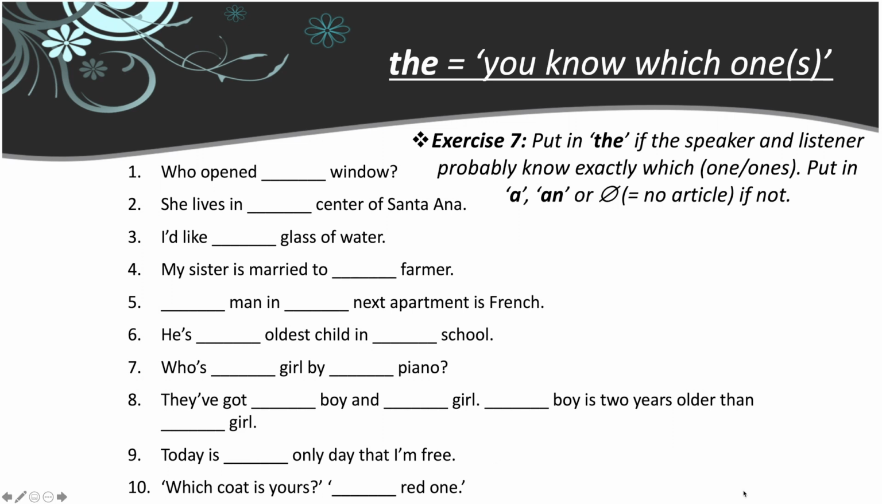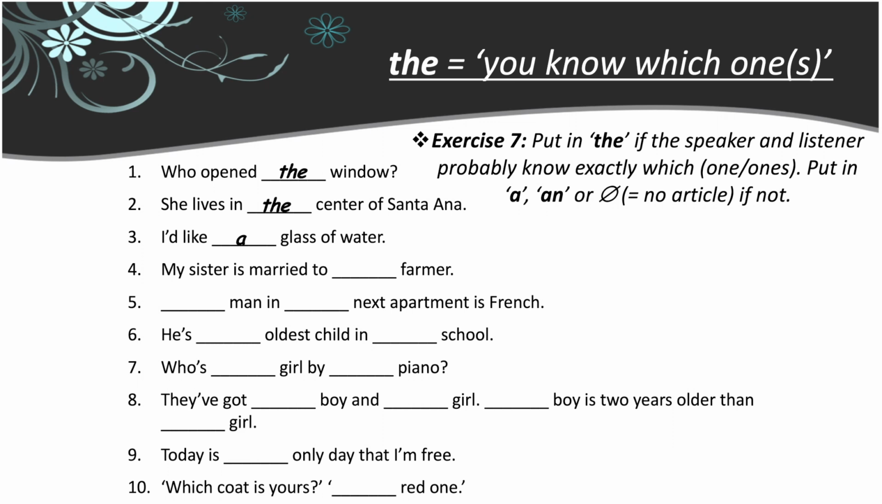Okay, let's go over the answers. Number 1, "who opened the window?" Clearly there's a window that's open now, but it wasn't before. I want to know who did this. The shows that we both know which window I'm talking about. Number 2, "she lives in the center of Santa Ana." There's only one center of a city, so we know which center we're talking about. Number 3, "I'd like a glass of water." I don't really care which glass, anyone will do.